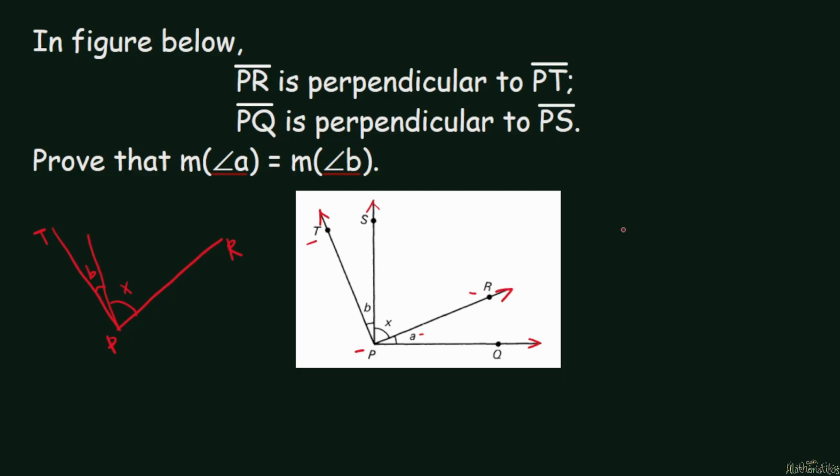Also, we also have the SPQ. Also right angles. So they are right angles. The total measure is 90 degrees. Also here, 90 degrees. This is SPQ. So inside this area is angle A and angle X.